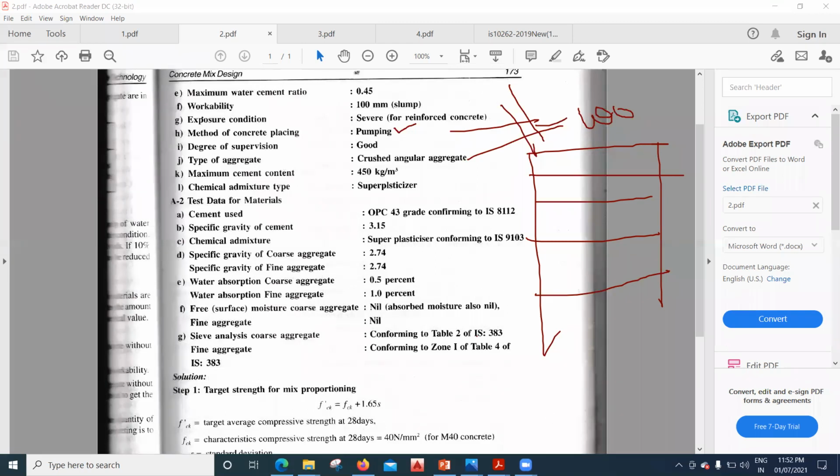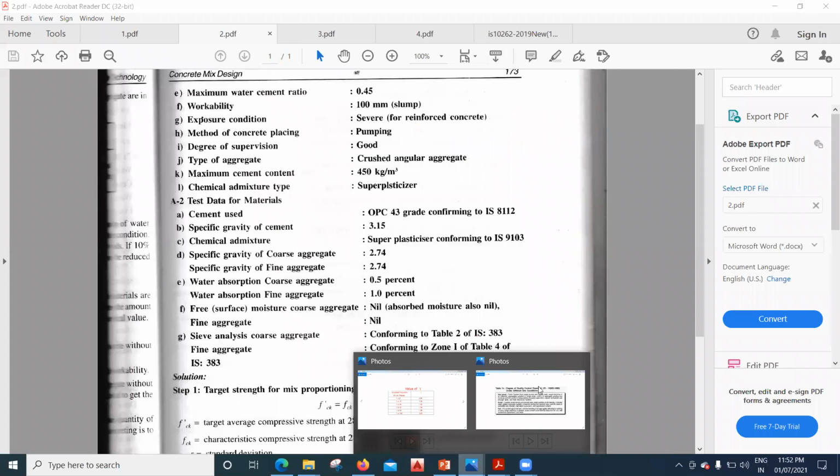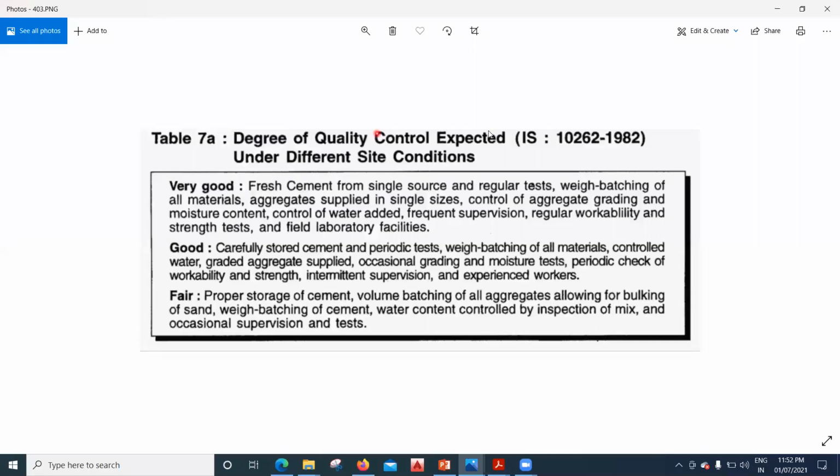For degree of supervision, we need to understand one point here. The degree of quality control expected under the site condition is called degree of supervision, whether it is very good, good or fair. So what is very good? Fresh cement from a single source and regular test. You are bringing cement from a single source and regularly you are going to test that. Weigh batching of all the materials, aggregate supplied in single sizes, control of aggregate grading and moisture control, control of water added, frequent supervision, regular workability and strength test, and field laboratory facilities.